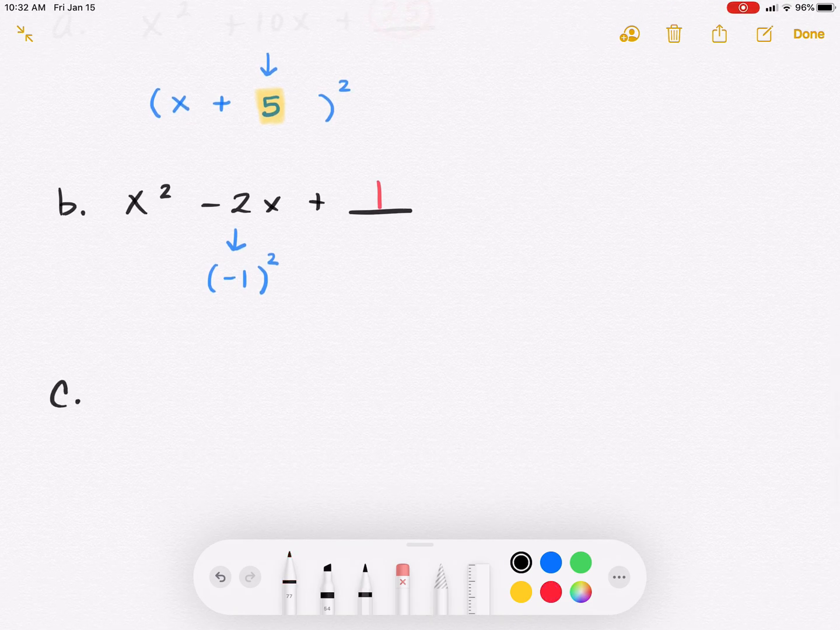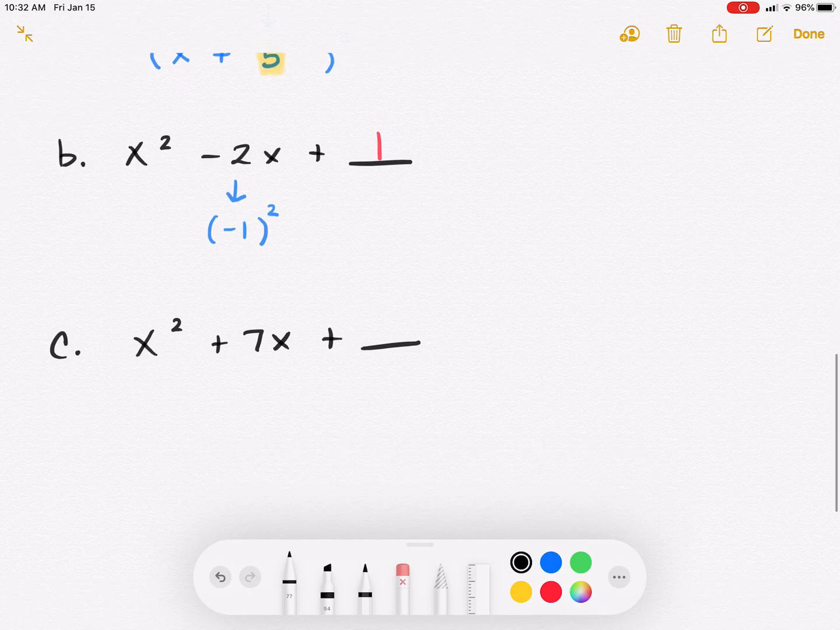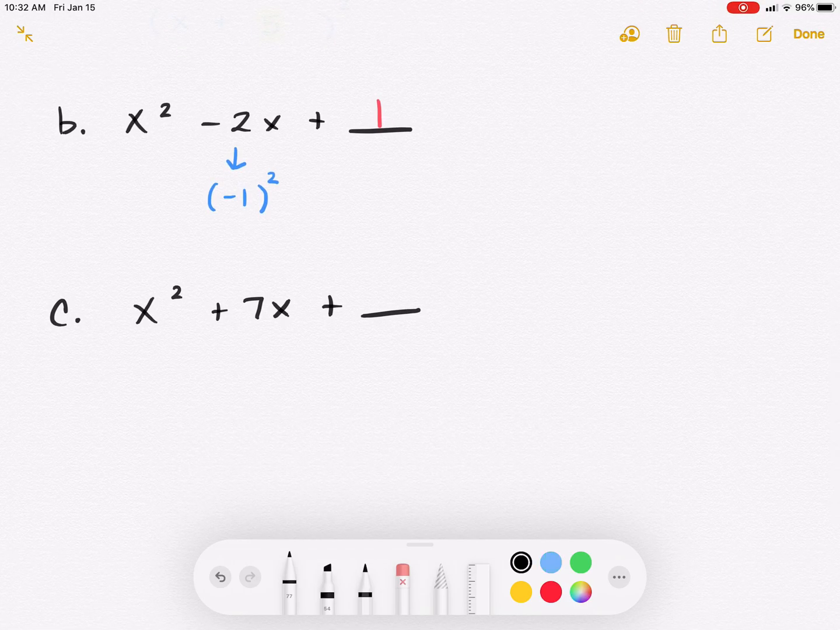All right, part C. Let's suppose we have x squared plus 7x plus blank. Again, this constant value right here comes from taking half the middle term, and half the middle term would just be 7 divided by 2, and then you square it. Well, 7 halves squared is like taking 7 squared and 2 squared, which is going to make 49 over 4. All right, last one.